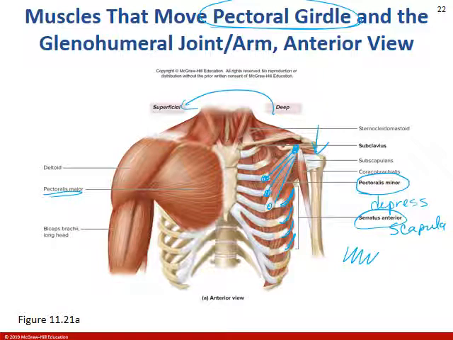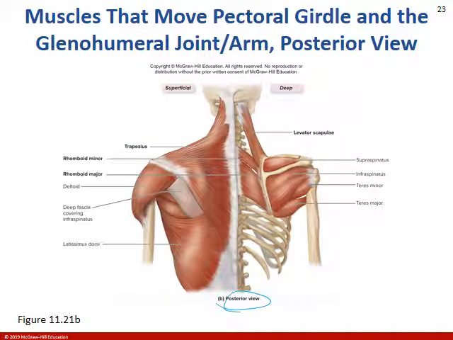Remember, the external obliques are going to come up and meet the serratus anterior. But the serratus anterior is going to stabilize the scapula, kind of keep the scapula in place. And then it also aids in abduction. If you move the arm out, the serratus anterior is aiding in that movement.